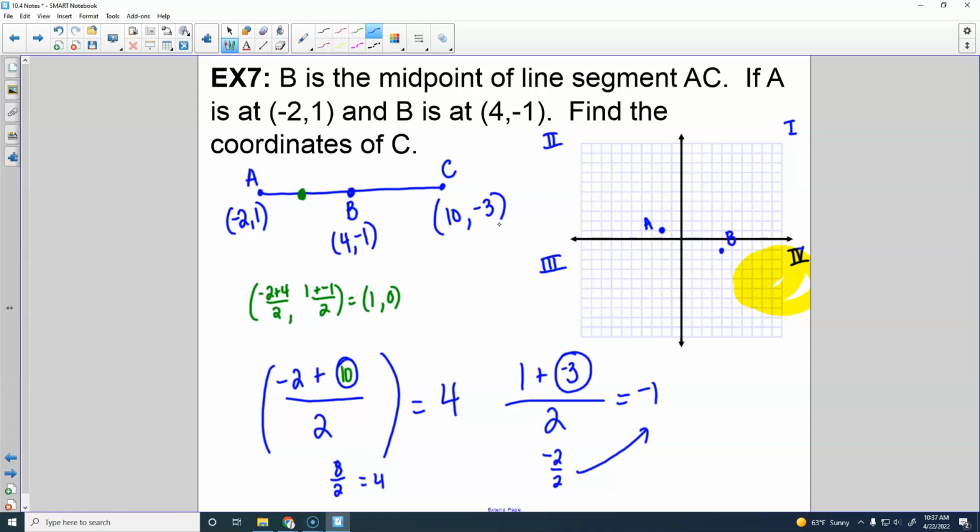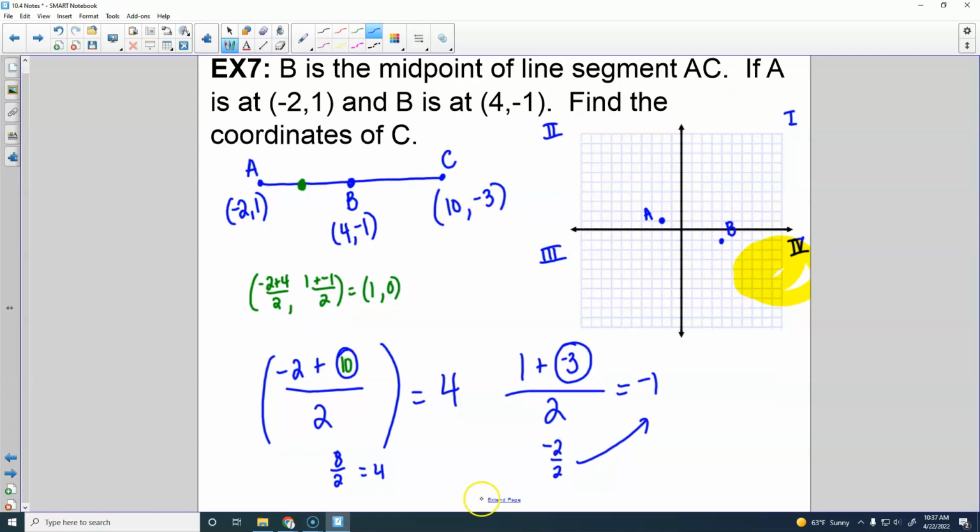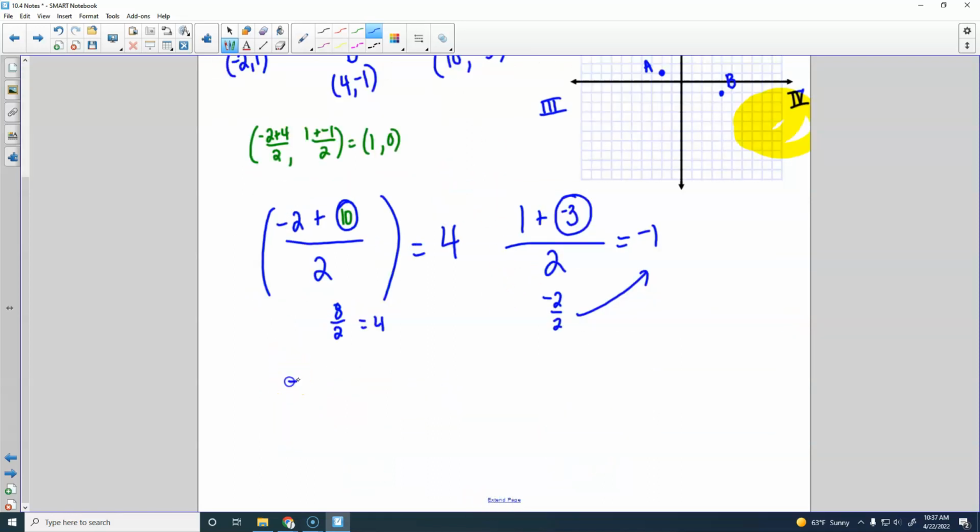So we can kind of think of it from the formula. In fact, if we wanted, we could set it up like this. Formula-wise, we could do negative 2 plus, I'm just going to call this x because I don't know what it is, divided by 2 equals 4. So if you prefer algebra, you could multiply both sides by 2. You get negative 2 plus x equals 8, and then you could add the 2. X equals 10. So if you prefer algebra, that might be a way that you want to go.